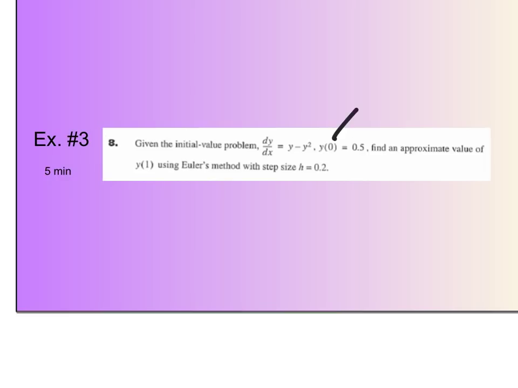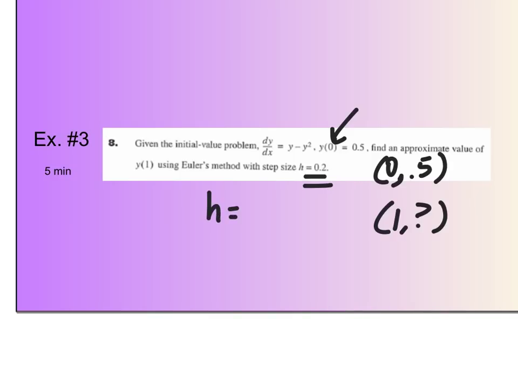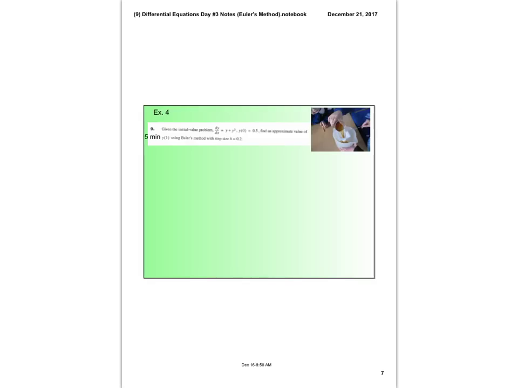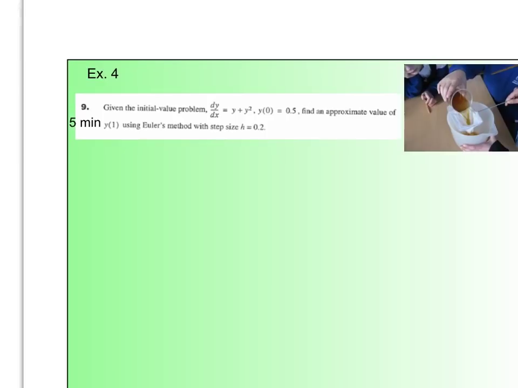If I want to go from this point 0, 0.5, and I want to travel to 1, on a step size of 0.2, so h equals 0.2, it looks like I have to do it 5 times. So same process. Same thing here, we do 0.5 as well. So let's go ahead and jump into this one.